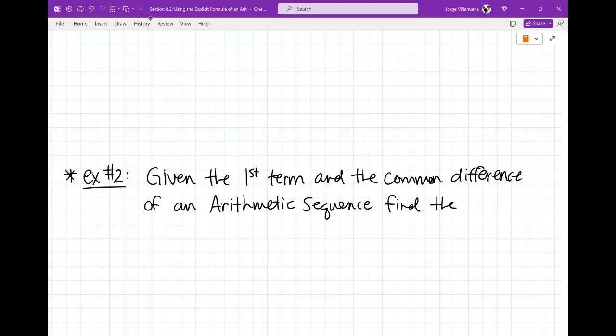So let me put the explicit formula first. That's always more beneficial if you find that first. So find the explicit formula and the term named.